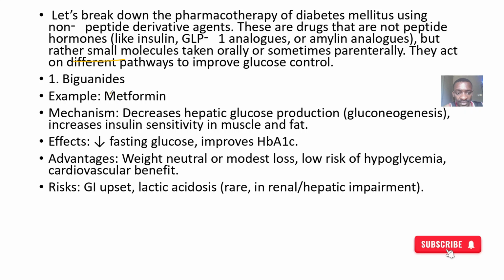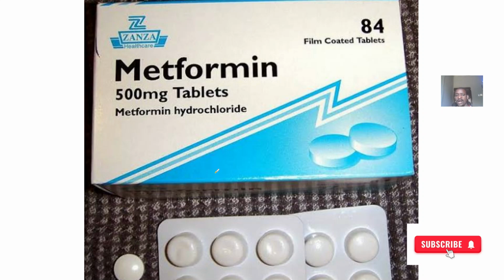So examples, you have the Biguanides. So drugs like Metformin. How does it work? This is just a summary. We'll come back and talk about their pharmacology one by one. So Metformin decreases hepatic glucose production. Do you understand? So it will increase insulin sensitivity. So there's not much glucose, so insulin is now working more. So it decreases fasting glucose, improves what? Hemoglobin A1C. Well, advantages: weight neutral, modest loss, low risk of hypoglycemia, cardiovascular benefit. This is Metformin here.